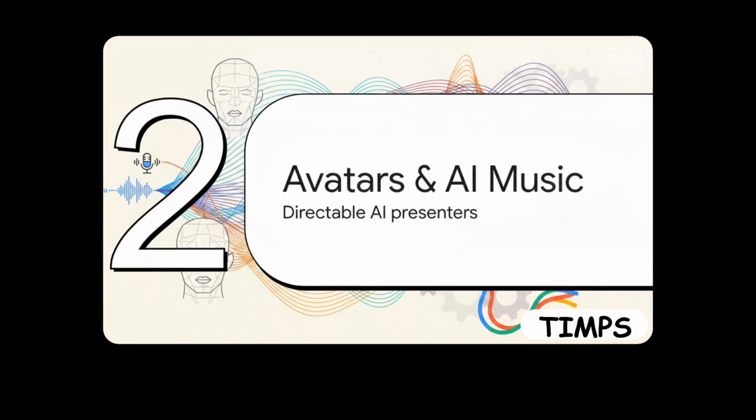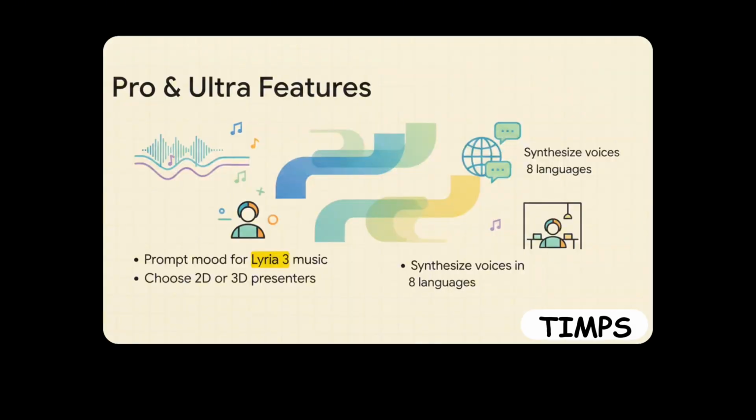Next up, Section 2, AI avatars and Lyria 3 music, custom soundtracks, and directable presenters. So for creators using Google AI Pro or Ultra, this unlocks an insane amount of production value, and it's where Vids goes head-to-head with expensive enterprise platforms. You can prompt Lyria 3 for, say, an acoustic indie folk soundtrack, then select a 2D or 3D digital presenter. They can speak in one of 8 different languages like Spanish, French, or Japanese, and get this, you can actually direct them to interact with uploaded props in your scene.